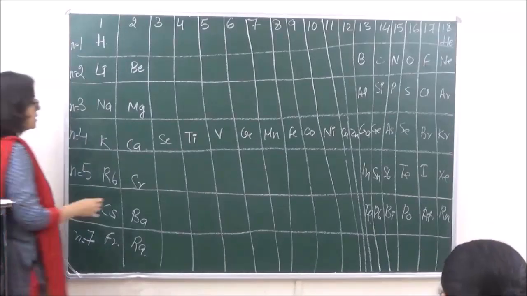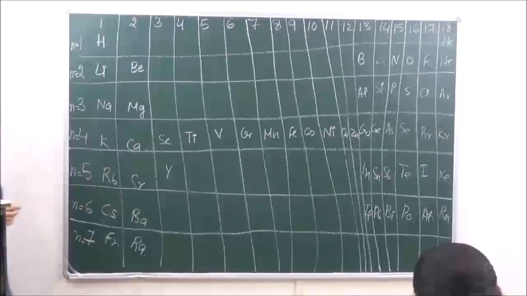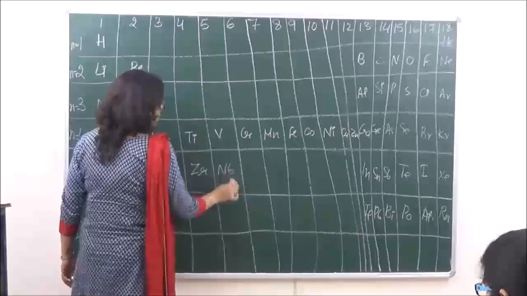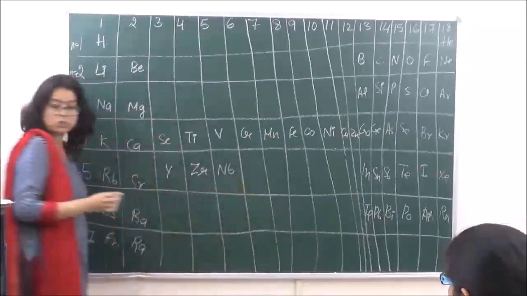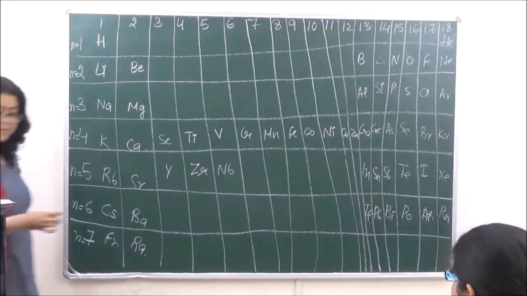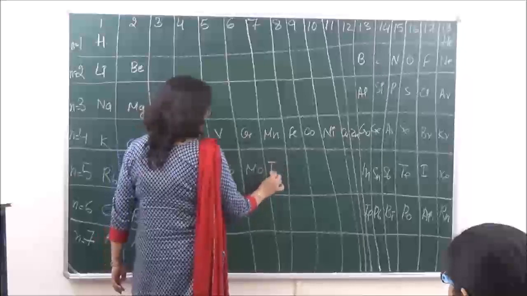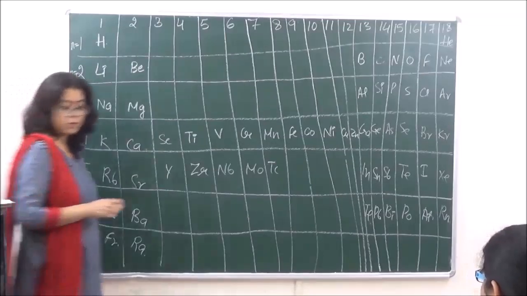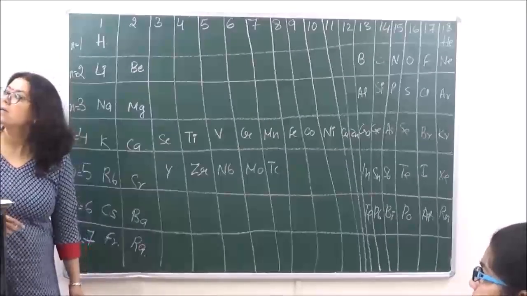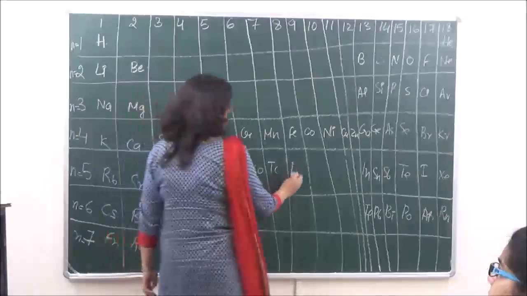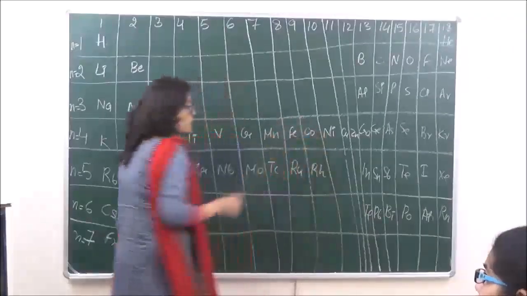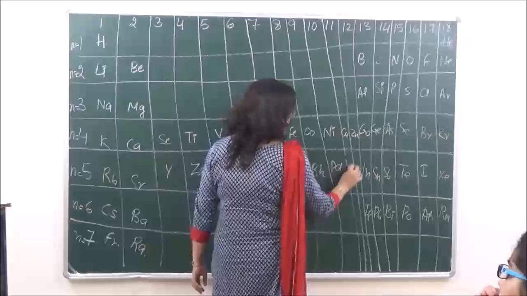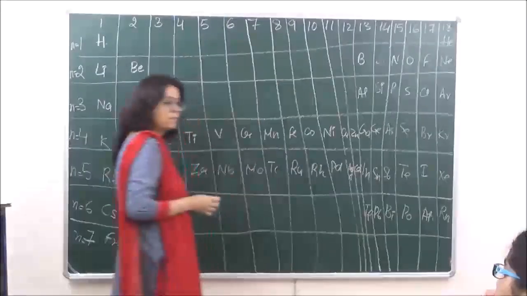The next transition series, that is starting from yttrium. After yttrium is zirconium, niobium, and after niobium it is going to be molybdenum, technetium. Okay? And after technetium which one is it? After technetium it is ruthenium. Ruthenium, then rhodium, after rhodium palladium, silver and cadmium. Okay?